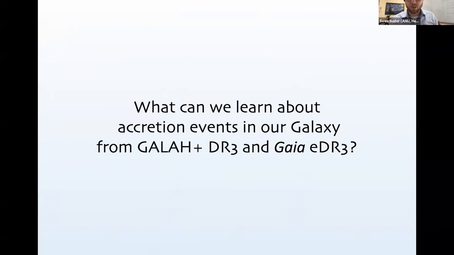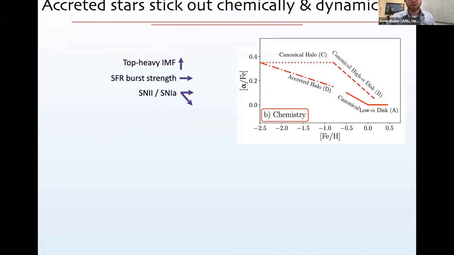I'm personally very interested in what we can learn about accretion events in our galaxy by combining GALAH DR3 with Gaia EDR3, because these accreted stars stick out chemically and dynamically. So if we just go back to the plot of alpha enhancement versus iron abundance, you see that depending on the interplay of the star formation rate and the contribution of supernova type 2 and supernova type 1a, we can end up with different stars in different regimes of this diagram.